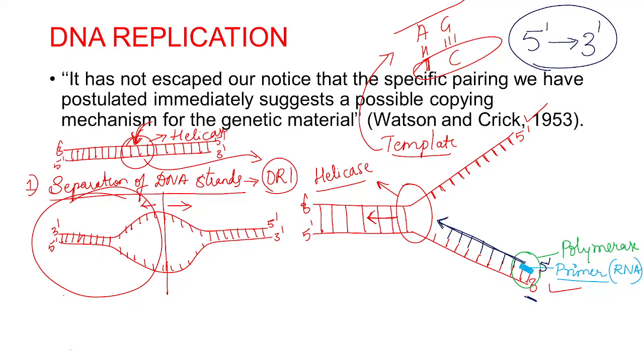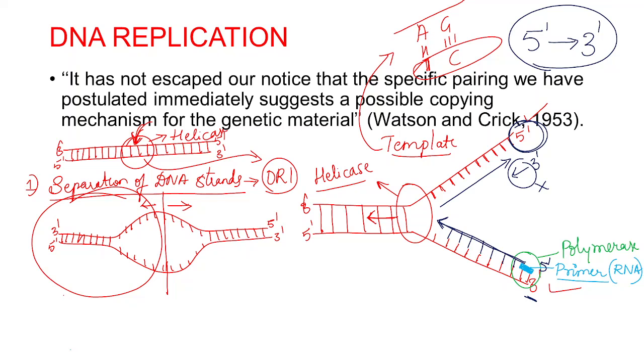But on the other hand, the other template strand has 5' at this particular end. So the formation of the new strand of DNA cannot take place in this direction. It should always take place in the direction of 5' to 3' only. Is that clear?